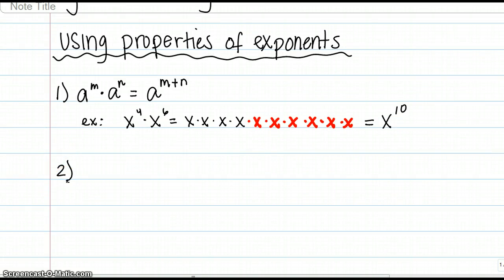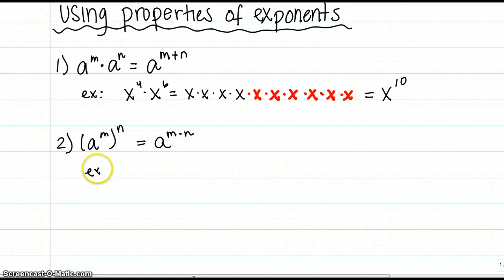Alright, the second rule, we have a to the m power, and if we raise that whole thing to the nth power, we get a to the m times n. So now this is what we call power to another power. We multiply the exponents. So for example, if I have a to the 4th and that whole quantity squared, I would just need to multiply these exponents when I am applying rule number 2. So that would be a to the 8th, because 4 times 2 is 8.